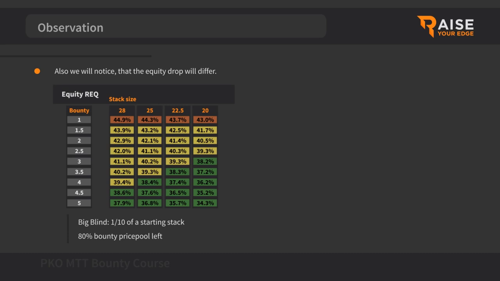And again, I give you the example where the big blind is 1/10 of a starting stack. So for example, for 5,000 starting stack, 500, 250 and 50. And again, 80% of the bounty prize pool is left. And now we just calculate the equity drop. And the color coding gives you the equity drop. So for the red coding, the equity drop is lower than 3% compared to the equity which we are getting out of the pot odds. The yellow coding is in between 3 and 8%, and the green coding is in between 8 and 50%.